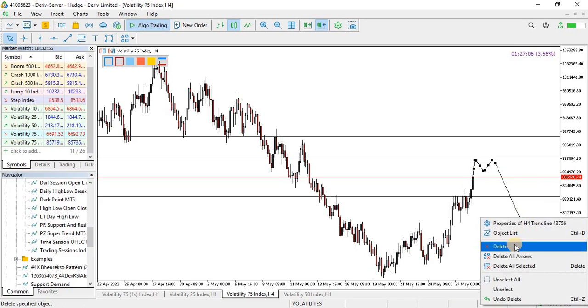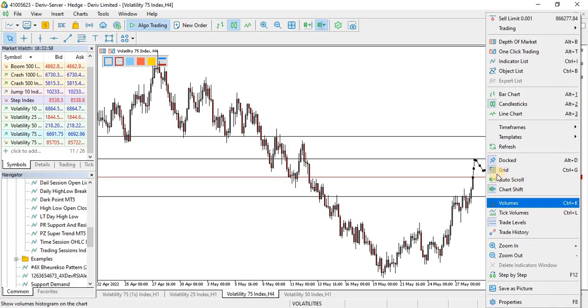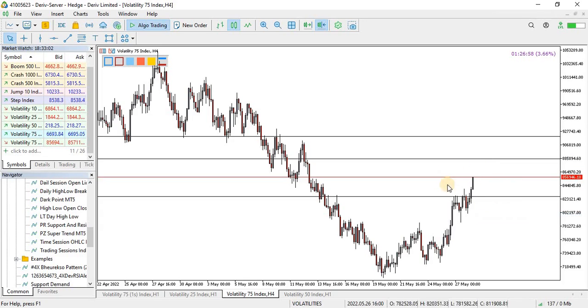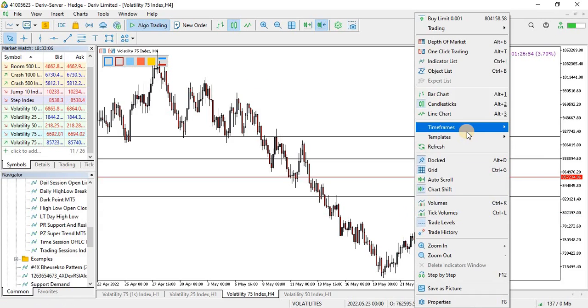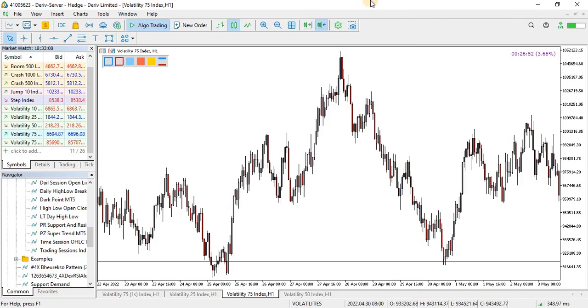But let me go in on a lower time frame, because this is a 4-hour and obviously we can't enter on it. When you analyze on a 4-hour, the entry should be on a 1 hour. So let's go to the 1 hour and see what's happening.